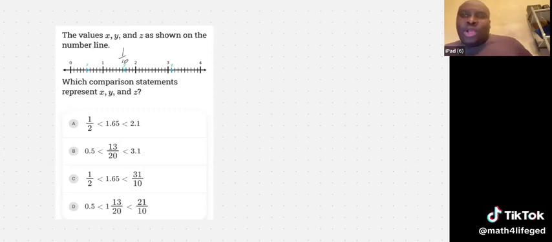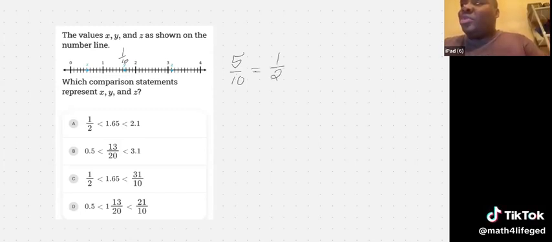Okay. So when we look at x, let's see where exactly x locates itself. So this is 1/10, 2/10, 3/10, 4/10. This is 5/10, which is the same as half. And remember, if we count by 0.1, that would be 0.5. Okay, perfect. I hope you guys understand that, right?